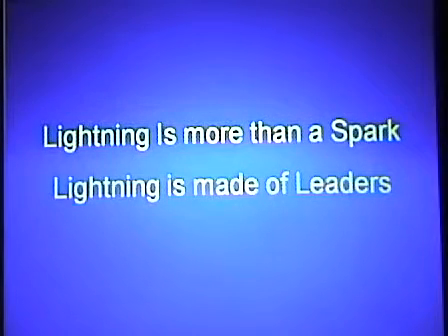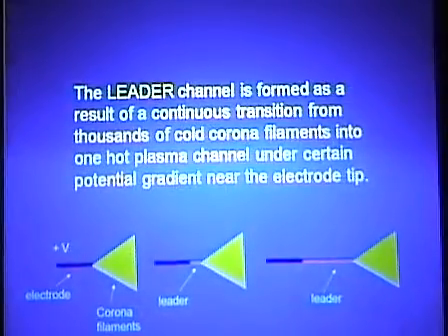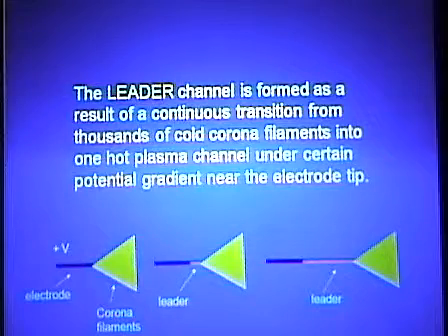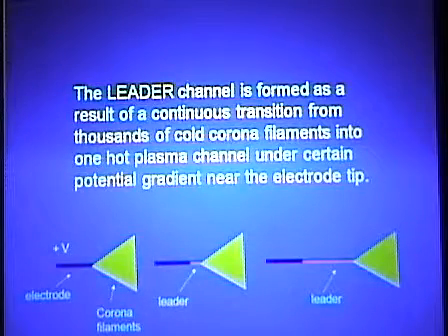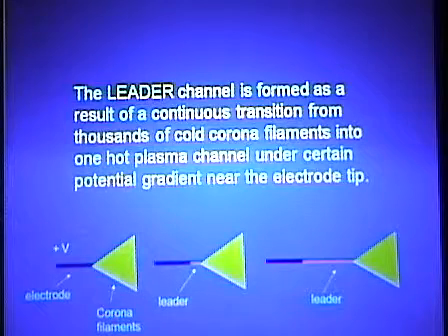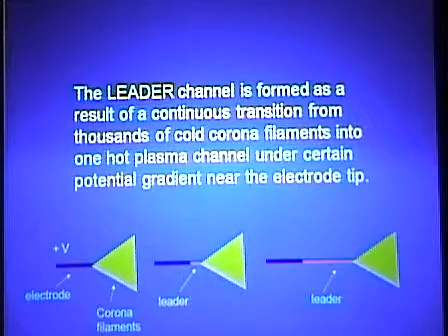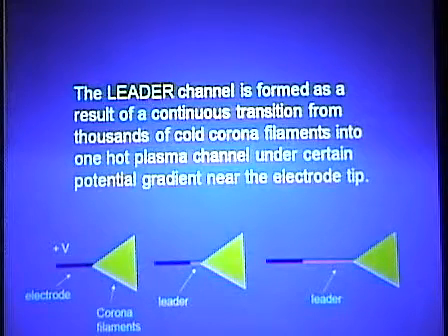It was long believed, and presented in the literature, that lightning is a spark, which is absolutely not correct, because lightning is not a spark, it's much more than a spark. Lightning is made of leaders. And here let me introduce you to this term, leader. The leader is the channel, a plasma channel, formed as a result of continuous transition from thousands of cold corona filaments into one hot plasma channel under certain potential gradient near the electrode tip.